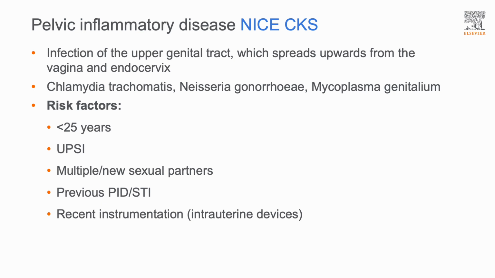The most common etiological organisms are chlamydia, gonorrhea, and Mycoplasma genitalium. Risk factors for pelvic inflammatory disease include patients aged under 25 years, unprotected sexual intercourse, multiple or new sexual partners, previous history of pelvic inflammatory disease and STIs, and recent instrumentation, typically with insertion of intrauterine devices.